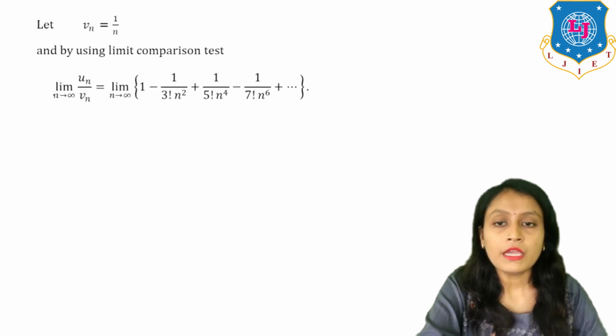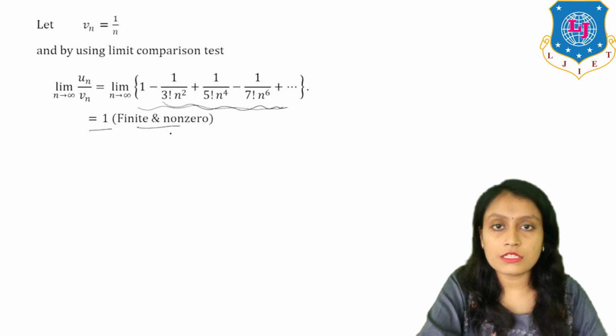So you will get limit n tends to infinite un upon Vn is equal to limit n tends to infinite. This 1 upon n will get cancelled, so what remains is only this term. Now we will apply the limit. We know limit n tends to infinite 1 upon n is equal to 0, so all these terms will go to 0. So what will remain is 1, which is a finite and non-zero term.